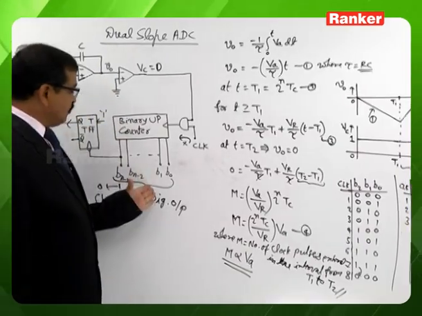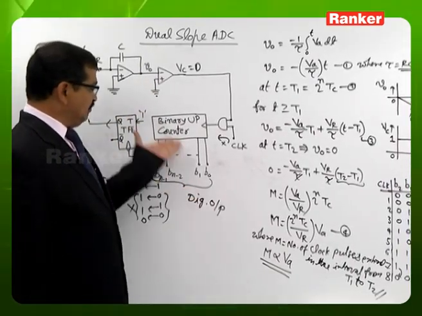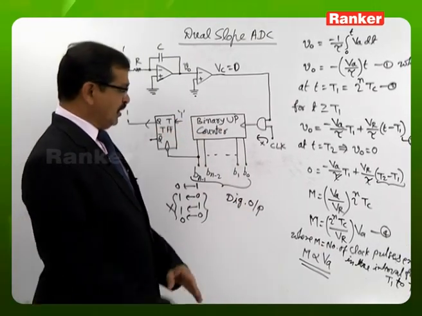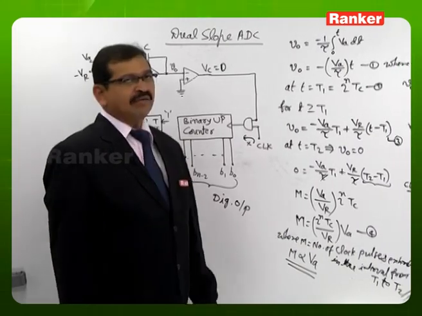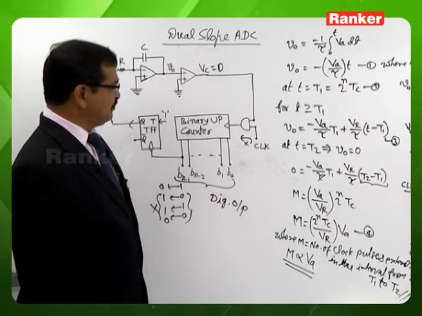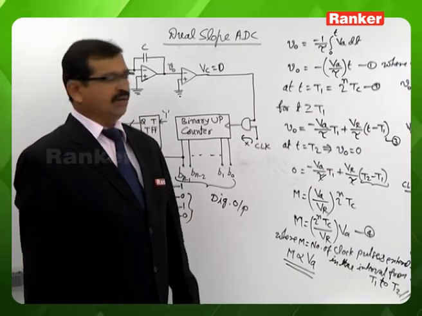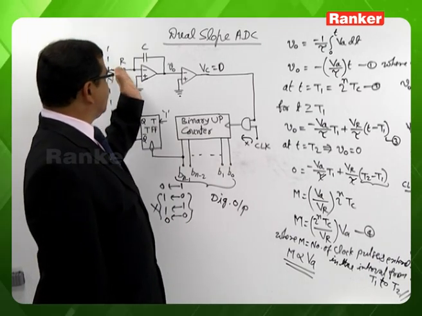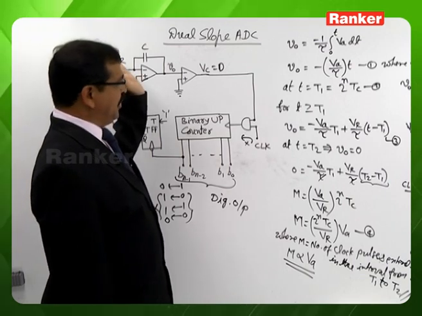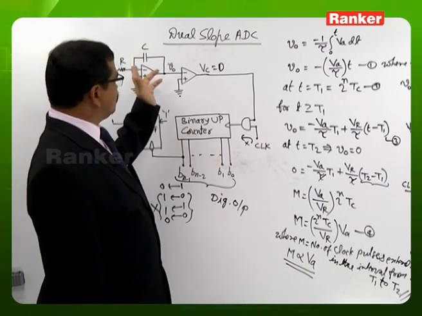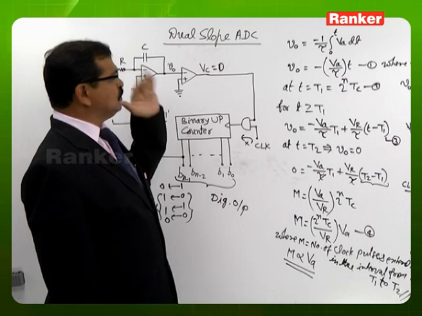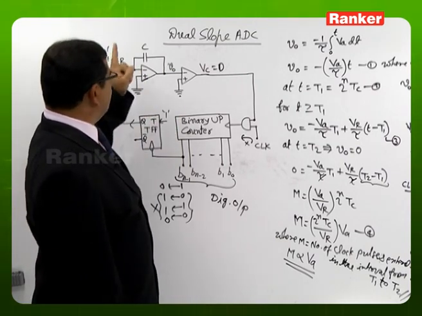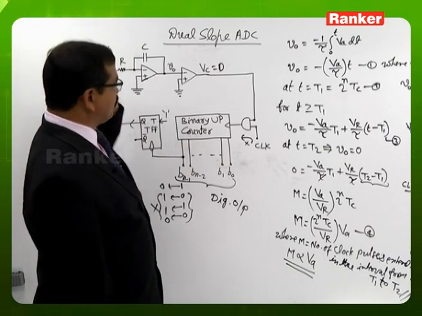Hence, the readout we are looking at from this counter output becomes the equivalent digital output for the input analog signal. So the principle is very straightforward. Whenever this integrator input is connected to the analog signal VA, the capacitor is going to charge, and the charging voltage is proportional to the input analog signal.